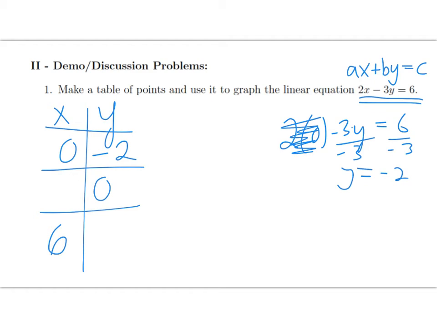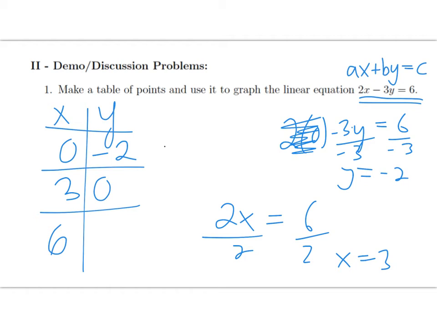Beautiful. Similarly, we can make y be 0. And so I'm essentially just covering up y, because negative 3 times 0 is just 0. And now I can solve for x, the x-intercept, when y is 0. And x is 3.